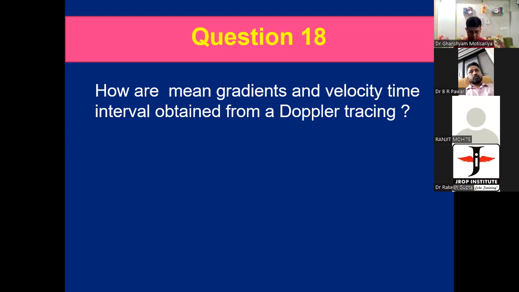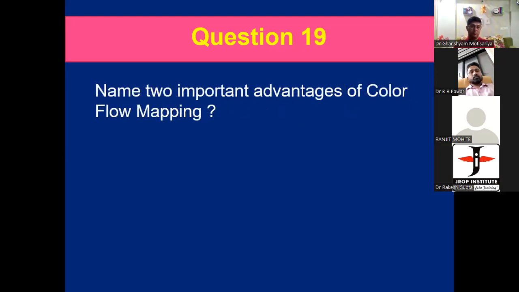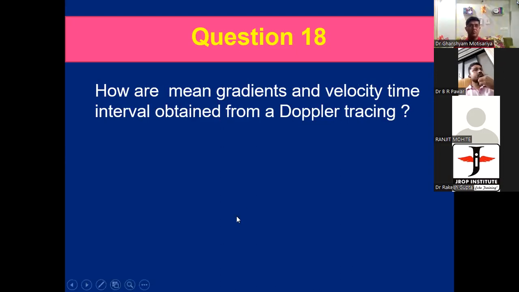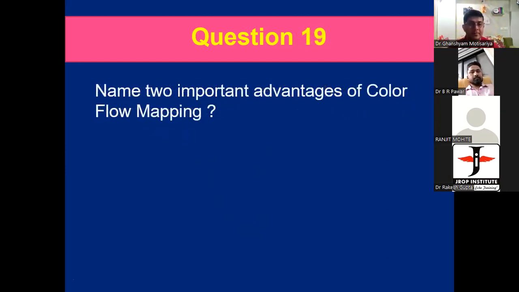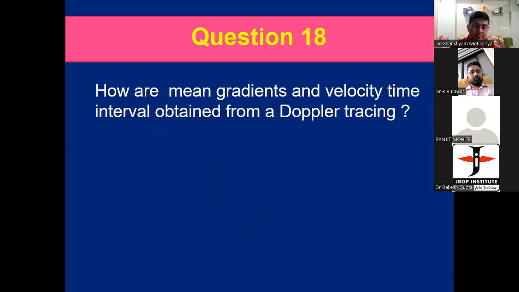No, trace the Doppler envelope. It's a very simple thing. Once you trace the Doppler envelope, it will give you peak velocity, peak gradient, mean velocity, mean gradient, and velocity time integral automatically. Once you trace the Doppler, it automatically gives you everything. So you have to trace the Doppler spectrum pattern.